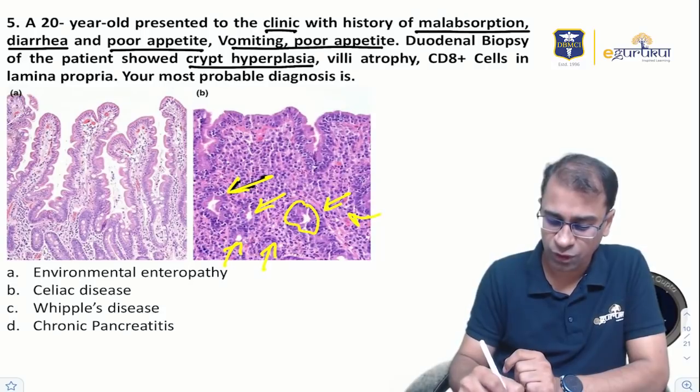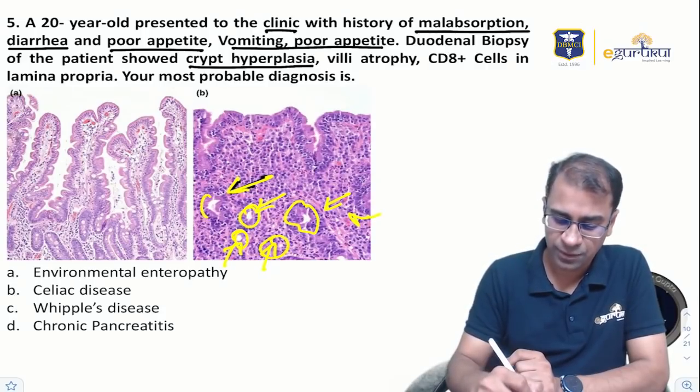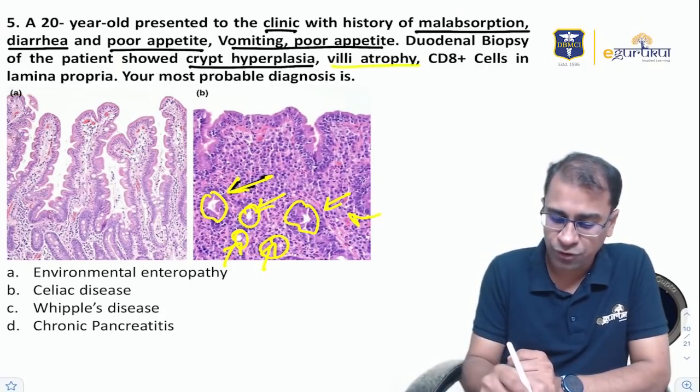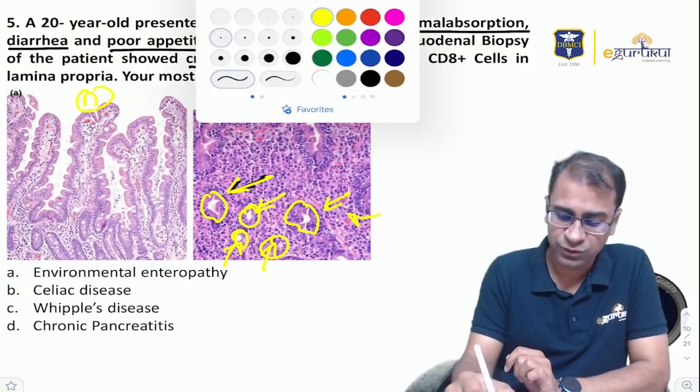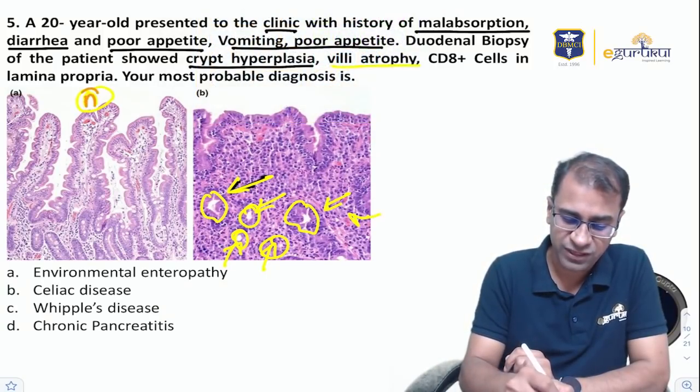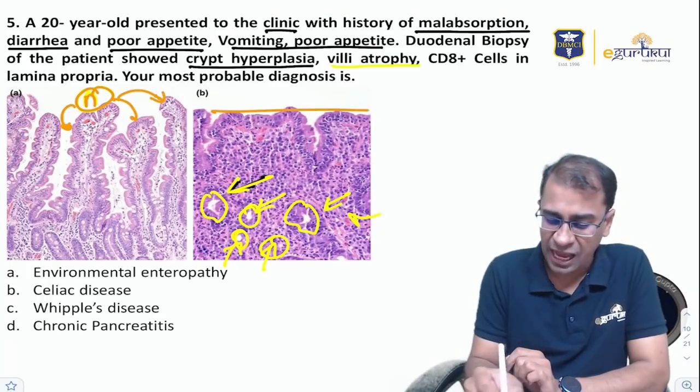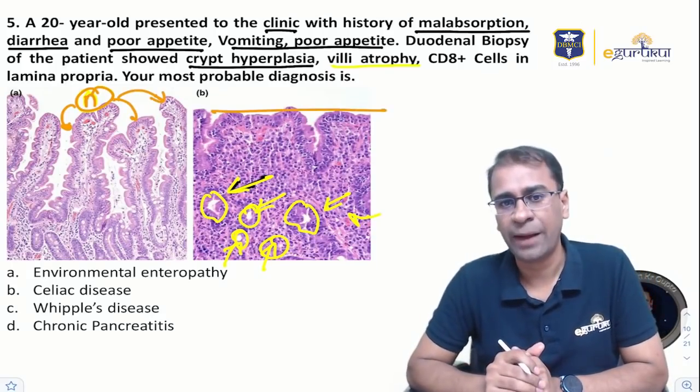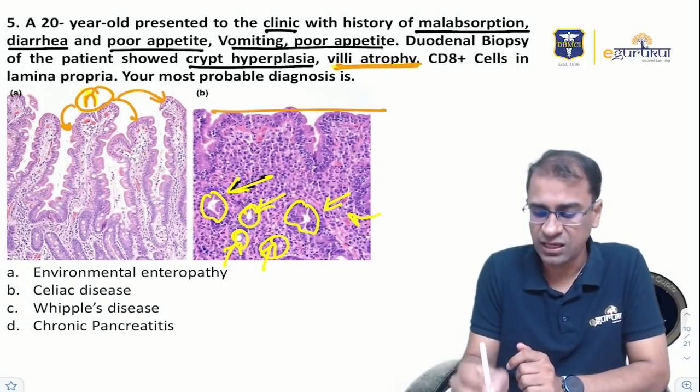All the round things are crypts, right? Okay. Now, villus atrophy. Look, these are the normal villi on the left side. And what you see is absence of the villi here. So we can say villus atrophy.